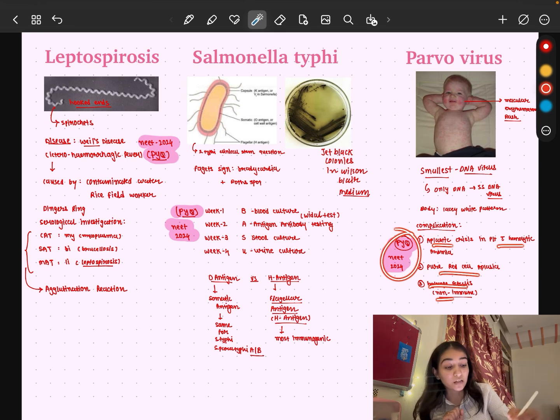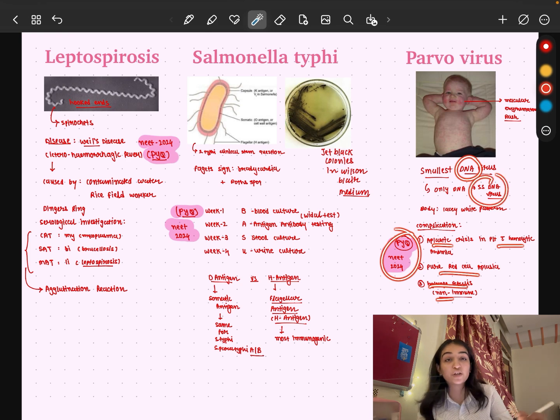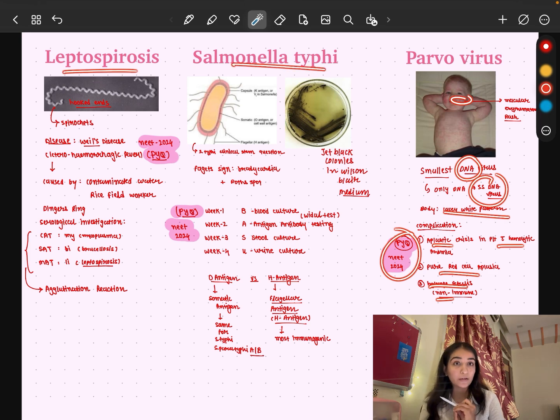Again, parvovirus is the smallest DNA virus and remember, all DNA viruses have double-stranded DNA, but parvovirus is the only DNA virus which has single-stranded DNA. It is a very small DNA virus, and all over the body, you have a lacy white reticular pattern, and on the face, you have a macular erythematous rash. So that's your parvovirus.